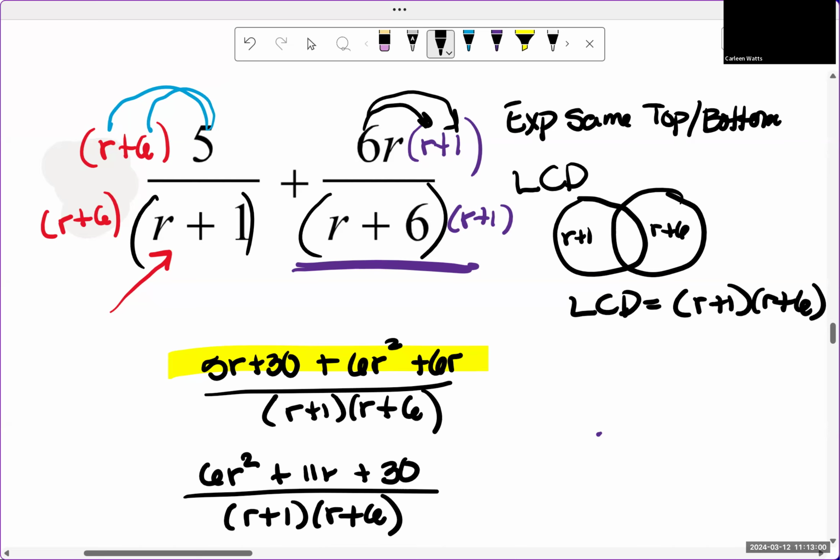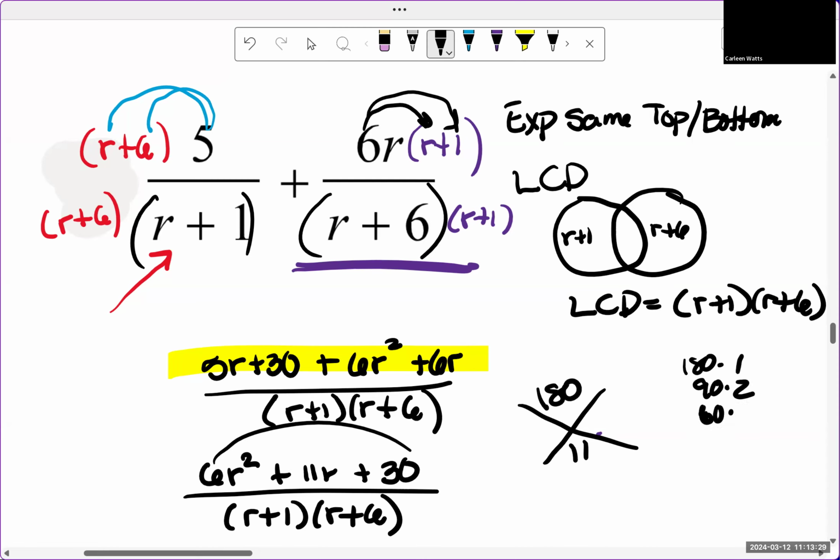Wow, I used to go faster. In previous years, we were already starting trig, which is not good. Okay, let's see if we can factor. Two numbers that multiply to get 180 and add to get 11. Okay, I don't have my notes on this. I don't think so.